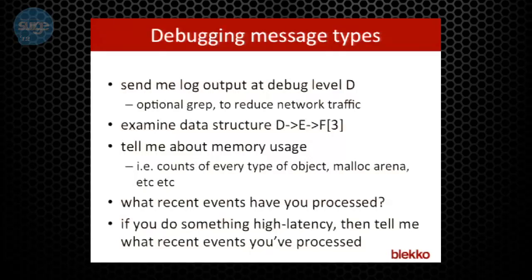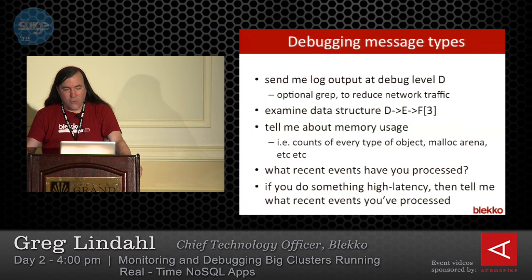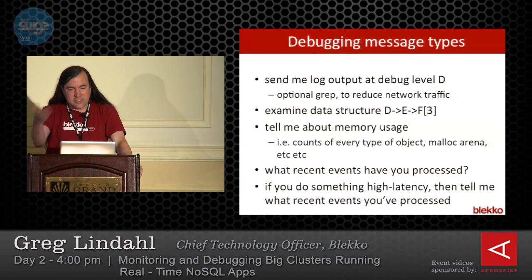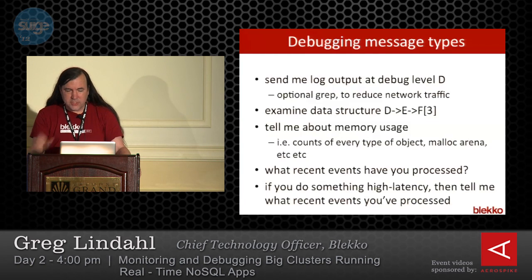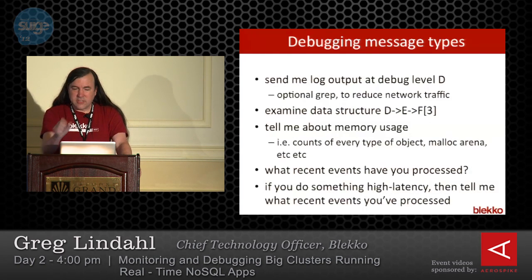So the messaging types that are really useful, and I started at the top and worked my way down over 17 years. The first is send me log output at debug level D. 1 is normal and 2 is more. This is always more than you're sending to disk, but you get more verbose as D gets larger. And it's really handy to have an optional grep on there so you can really reduce the network traffic. So if you're looking at some unusual event, you're like, gee, I know I have this warning that has this particular text in it that I'm wondering is going off.